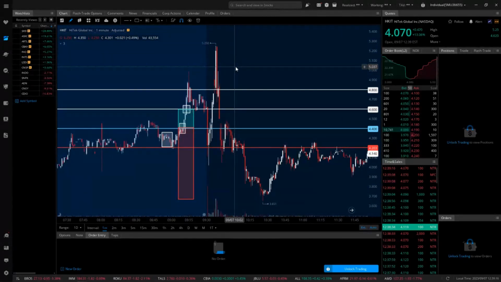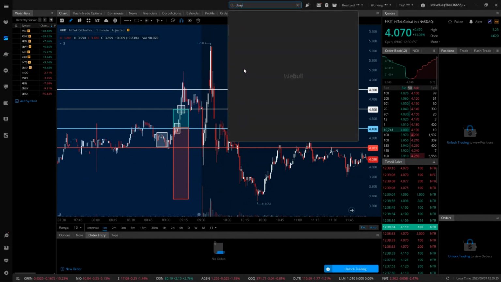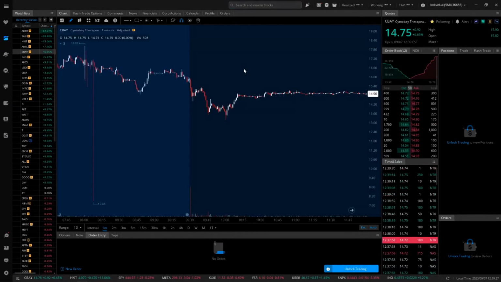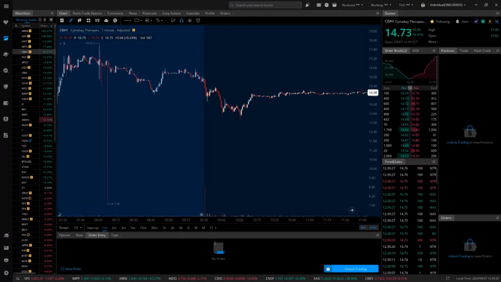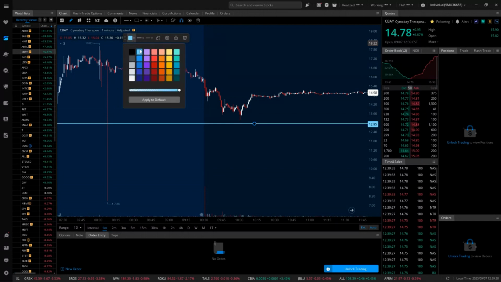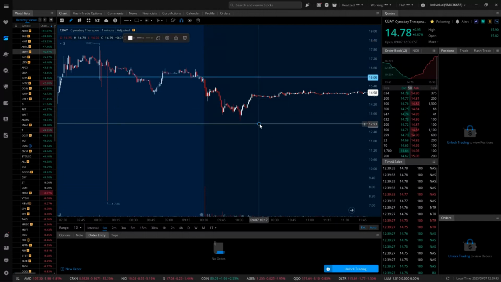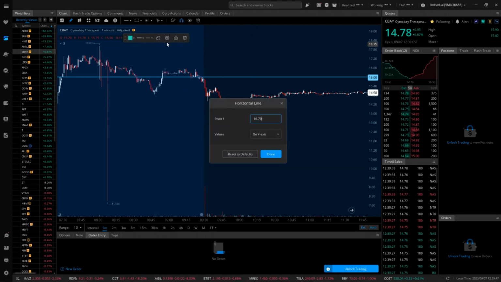So let's go over one that's possibly not already at target. Let's do CBAY. Can you learn this going $16? All right, let me pull up the alert. I have to look up the actual alert. Okay, CBAY above 16. So I'm just going to draw these levels here. $16. And then the first target here is going to be 16.70.